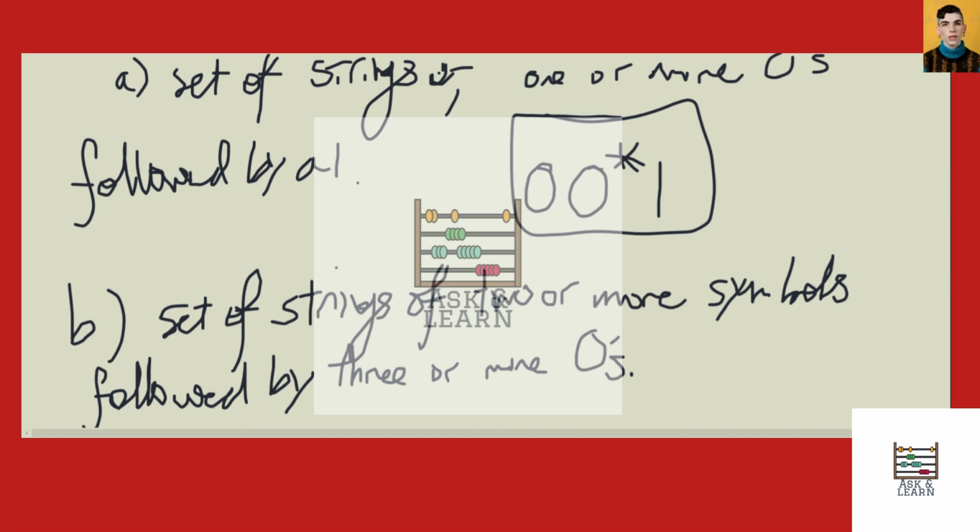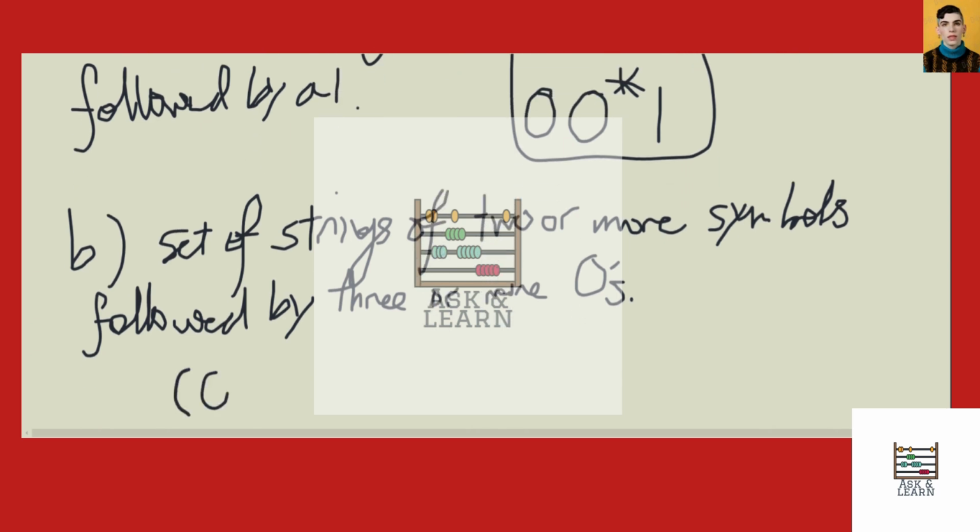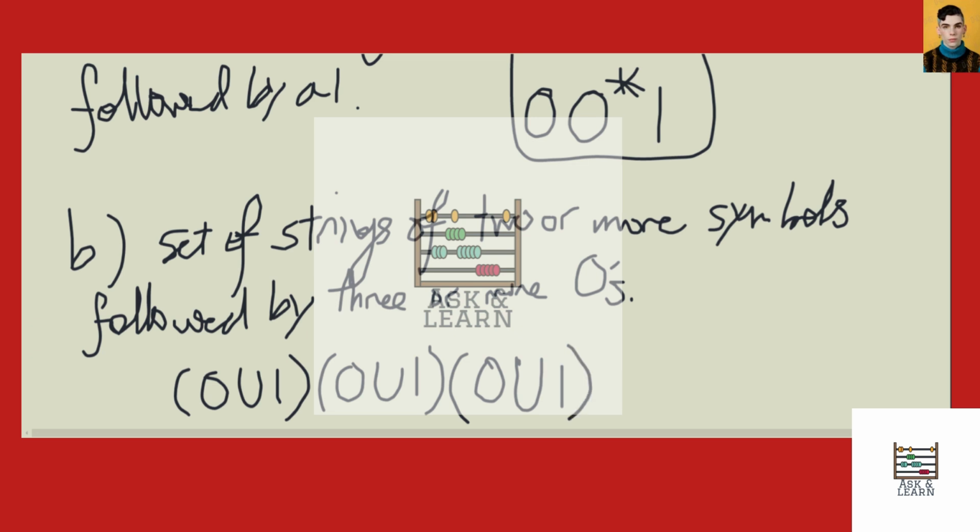So the first bit could be 0 or a 1, and the regular expression for that is 0 union 1. The second bit could be 0 or 1, so 0 union 1. And then from then on, we could have 0 or any number of more bits after this. So we have 0 union 1 star. That is the set of strings of 2 or more symbols.